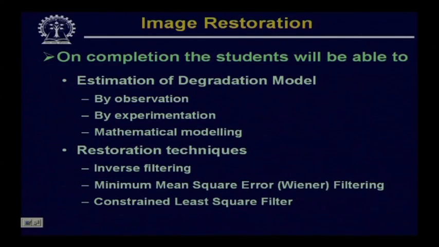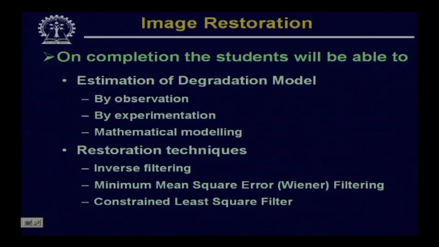The third approach is by using mathematical modeling techniques. Now, whichever way we estimate the degradation model, whether by observation, by experimentation or by using mathematical models, once we know the degradation model, then we can go for restoration of the original image from those degraded images. So, we will talk about various such restoration techniques. The first one that we will see is called inverse filtering. The second one will be called minimum mean square error or Wiener filtering, and the third approach is called constrained least square filtering approach.